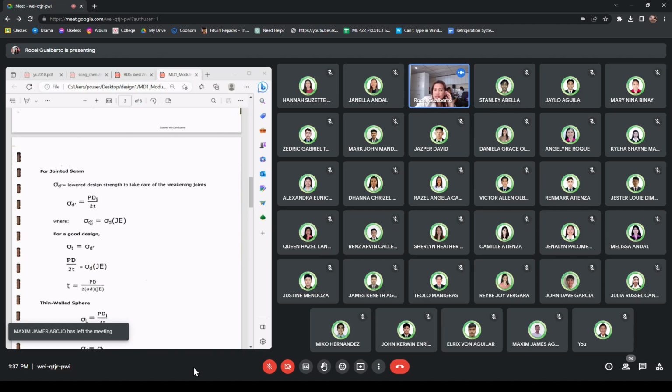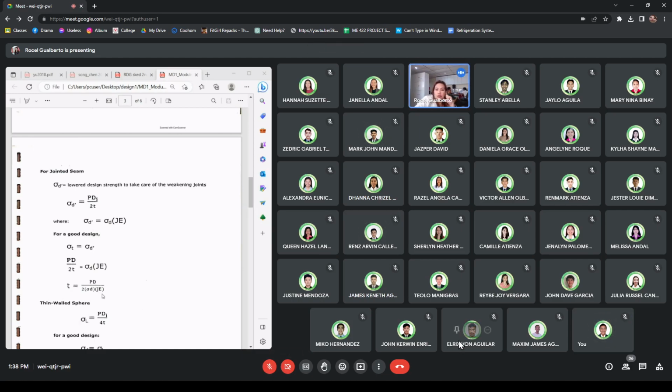And this lower design stress, siya po ang equate natin to your induced stress, which is the circumferential PD over 2t. From there, you can now solve for the corresponding thickness of the plate. Dun po natin masosolve ang thickness. Nasusundan po ba? Hello? Yes po. Hello? Okay, good.